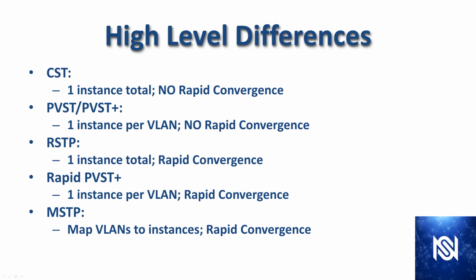And just real quick, going with that high level view, common spanning tree has one instance for all the VLANs and no rapid convergence. Per VLAN spanning tree is going to have one instance per VLAN and no rapid convergence. And then rapid spanning tree, RSTP, is going to be the first one that does have rapid convergence, but it has one instance of spanning tree for all the VLANs. And then Rapid PVST+ is going to have one instance per VLAN and includes rapid convergence. And then with multiple spanning tree, you're going to map the VLANs to instances, so that really depends on how you configure it, and it does offer rapid convergence.